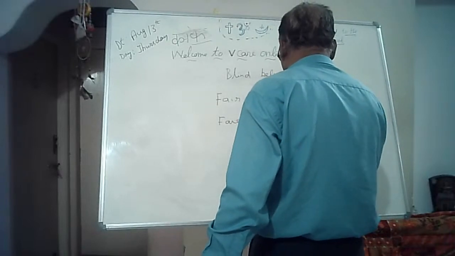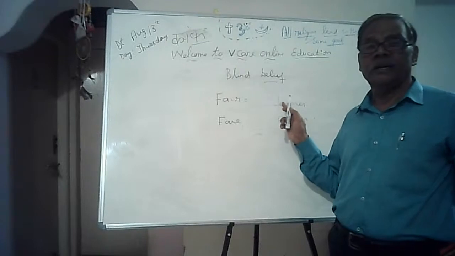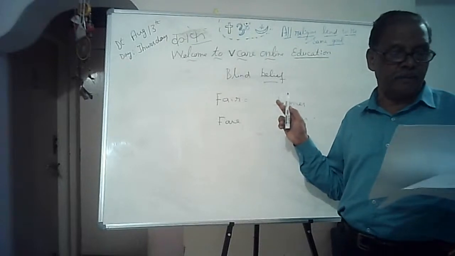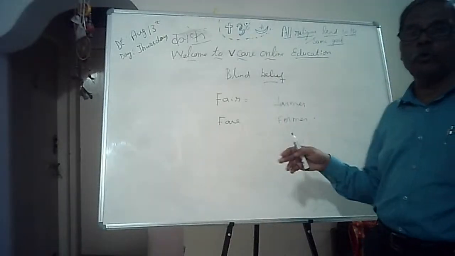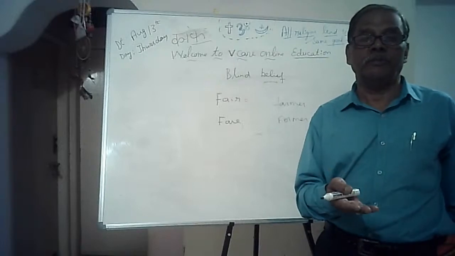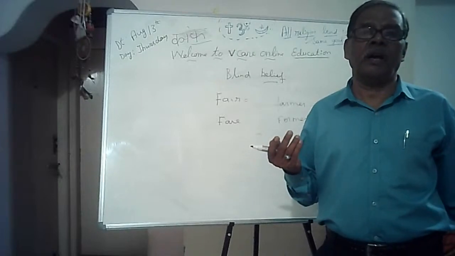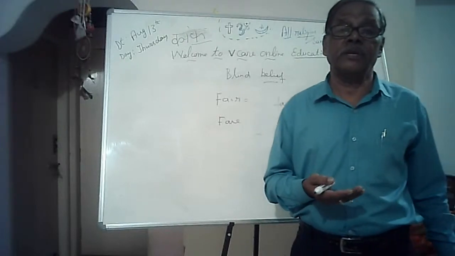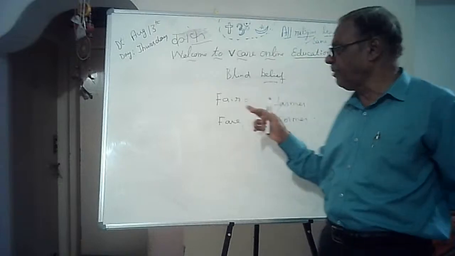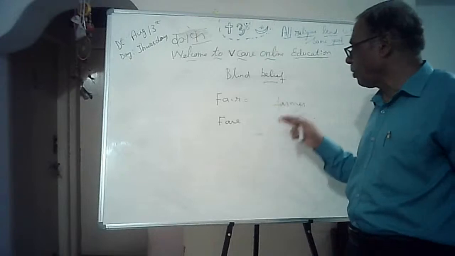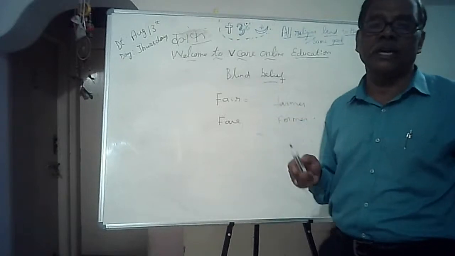F-A-R-M-E-R is a farmer, a Kisan. One more is former, F-O-R-M-E-R. Who was the prime minister before Narendra Modi? Manmohan Singh was the prime minister. Who was the president before Venkaiah Naidu? Pranab Kumar Mukherjee was the president. Before that, Abdul Kalam was the president. Former means before. This farmer is Kisan, F-A-R-M-E-R. Look at the spelling: here you write A, here you write O. That is the difference.